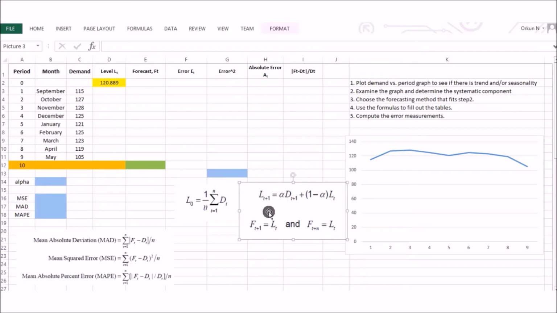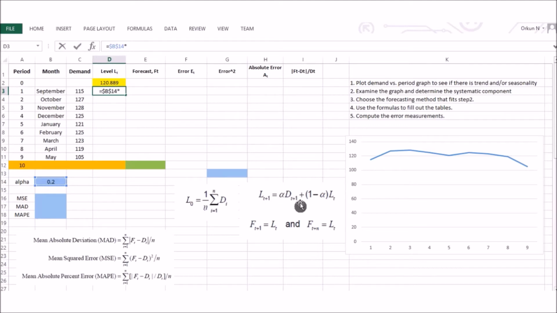Second, I have the level formula for the next periods. L_{t+1} is equal to alpha, which is my smoothing constant, times the demand in that period, plus 1 minus alpha times the level from the previous period. I'm going to set my alpha value, say randomly choose 0.2. Go to the level calculation, choose my alpha value and put a dollar sign at the beginning and another dollar sign between B and 14 to stabilize the alpha value.